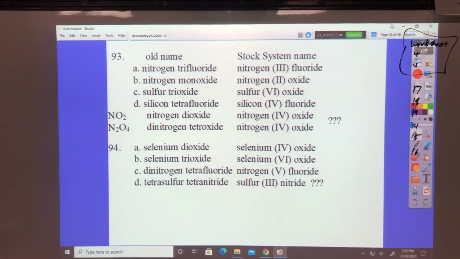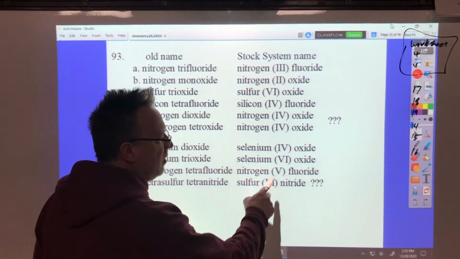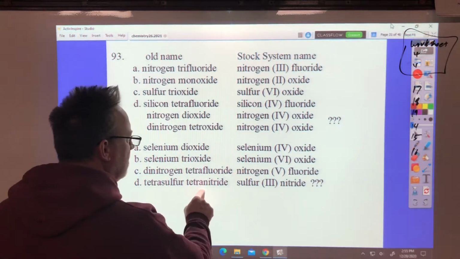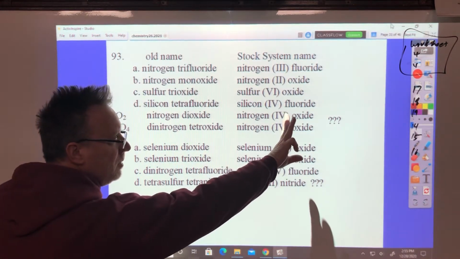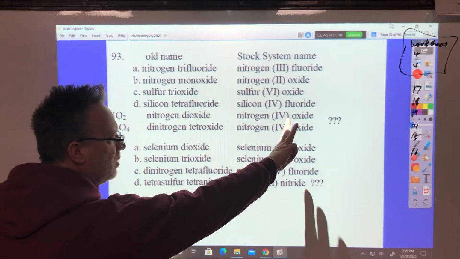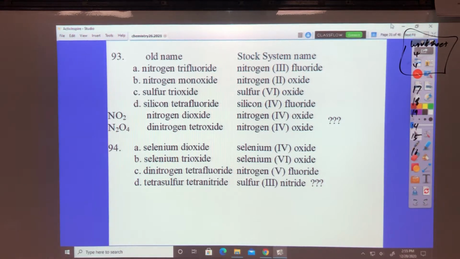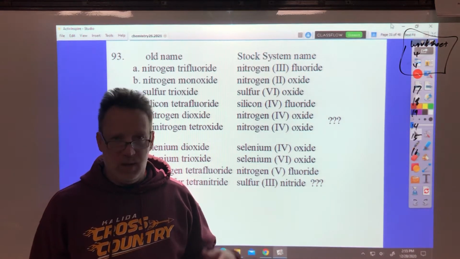C, N2F4, dinitrogen tetrafluoride. It's nitrogen 5 fluoride if you're using the stock system name. And S4N4, tetrasulfur tetranitride. Nitrogen is over there in the column 5, its oxidation number is usually -3. Since these match, it must be sulfur 3. If you have a question about the oxidation number rules and how to use them and how to get these names, let me know. We'll work a couple examples.